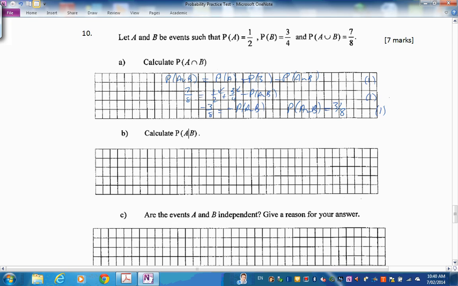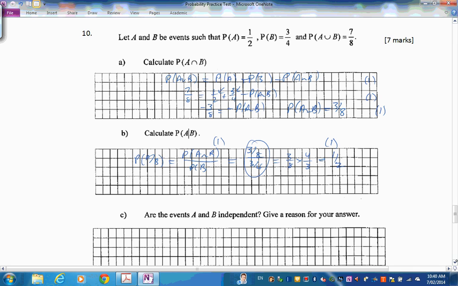Calculate the probability of A given that B. Probability A given B by definition is A intersection B over the probability of B, which is, the intersection is 3/8 over 3/4, and 3/8 multiplied by 4 over 3, so it's going to be a half. So 1 for showing that you can use some rule, and 1 for the answer there.